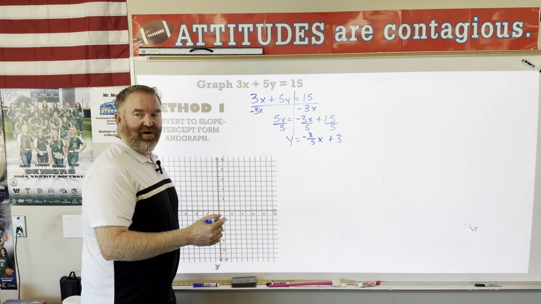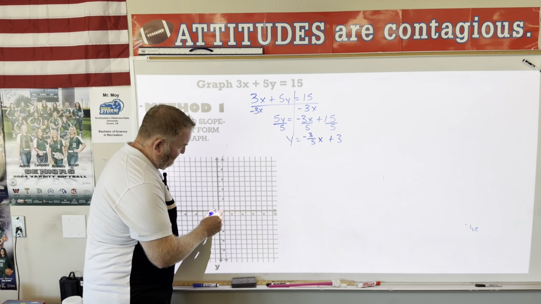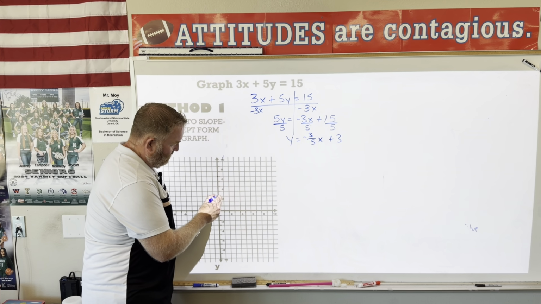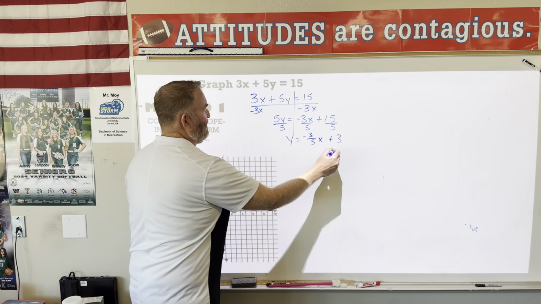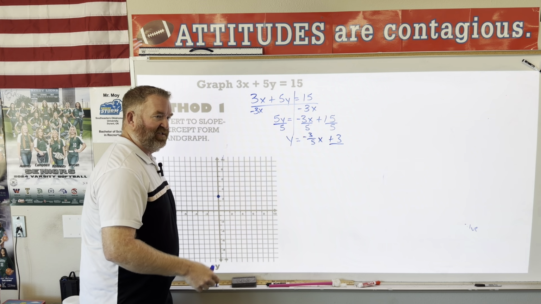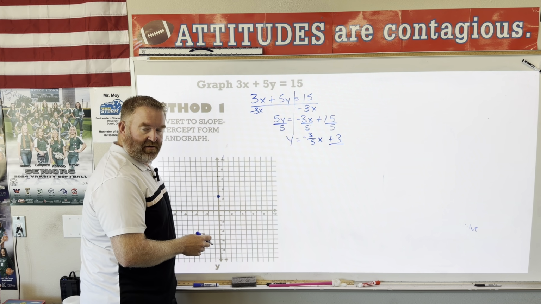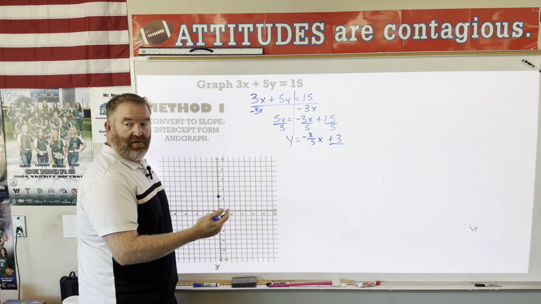All right, guys. What's the y-intercept? Positive 3. So I go up 3, correct? So that takes care of that. Now what? What's the negative 3/5? What does that have to do with anything? So what do I do?